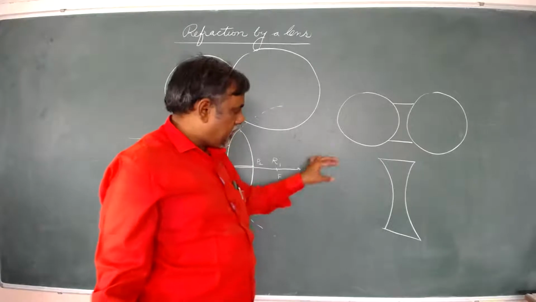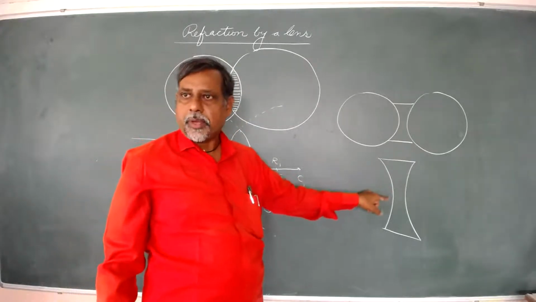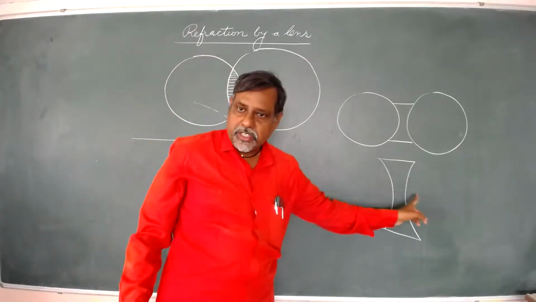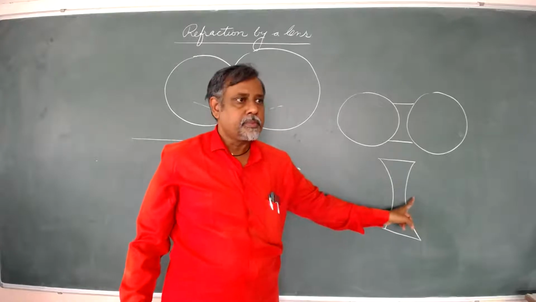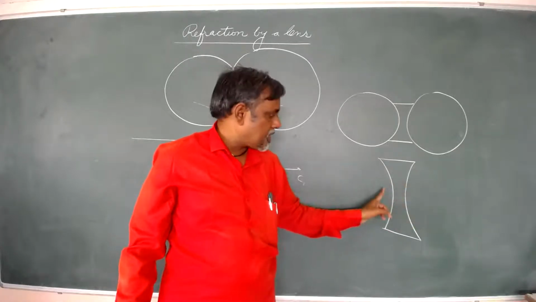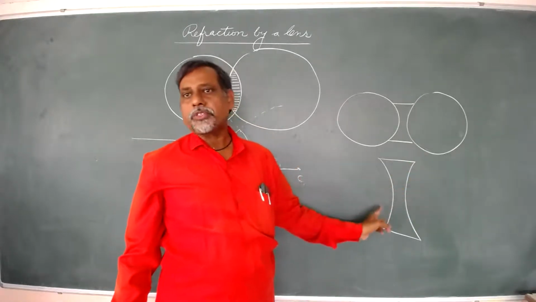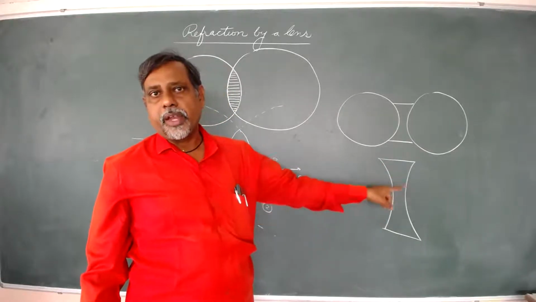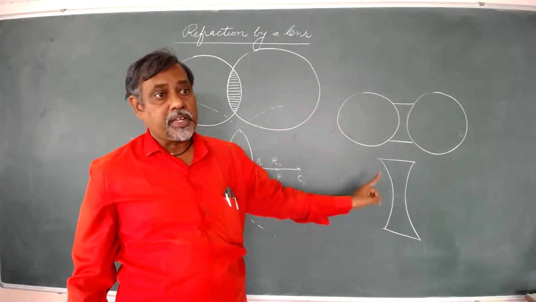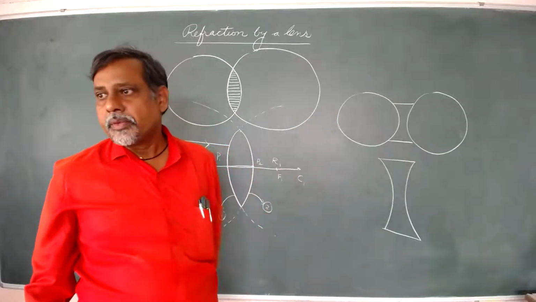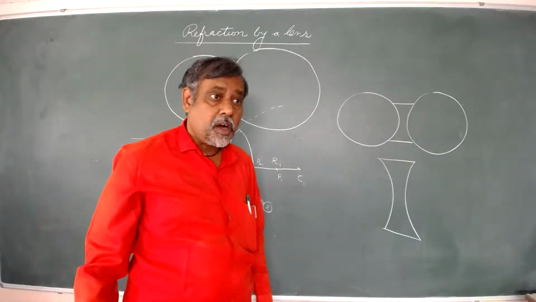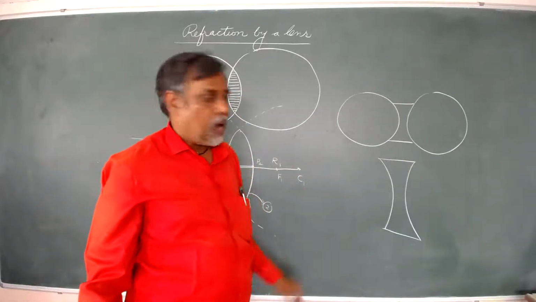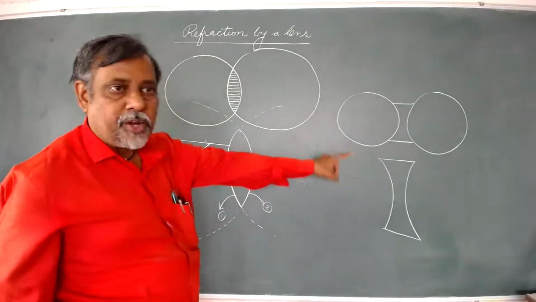Why concave? From here, if at all you look at the surface, that becomes concave. From there, if you look at the surface, that becomes concave. Got it? Concave surface, concave surface. Ultimately, this is a double concave lens, or biconcave lens also we say. Now, similar terms can be explained over here.